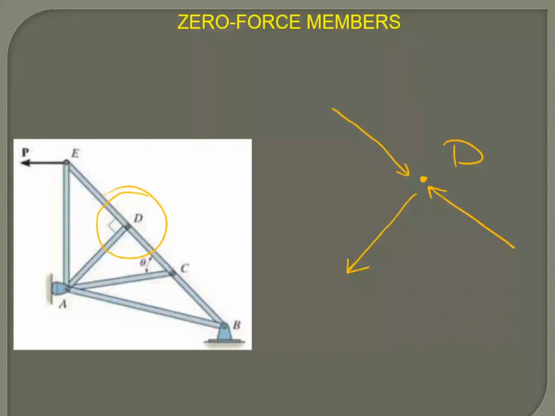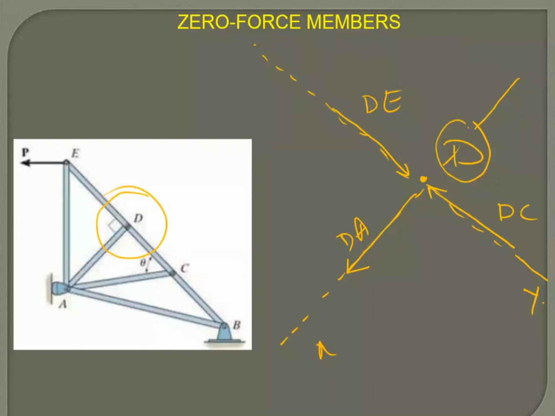Okay. So this is the free-body diagram of pin D. Am I right? There are only 3 members on it. Is that clear? Yes, sir. So let me have my axis. I will have my x-axis here, and I will have my y-axis here. Now this is DE, this is DC, and this one is DA.